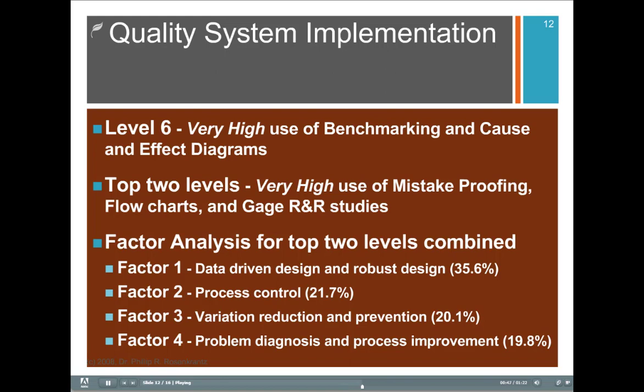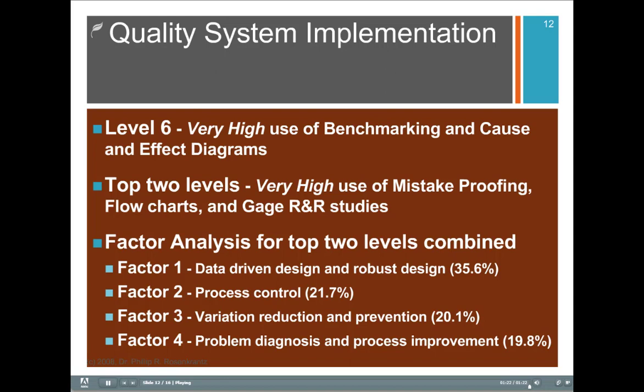Finally, what the factor analysis is saying is that all of these quality tools and methods can kind of be grouped into 4 different areas, at least based on the way that they're using them. And these 4 areas would be for data-driven design and robust design, for process control, for variation reduction and prevention, and for problem diagnosis and process improvement. Now we'll be touching on these areas later on in other modules as we discuss some of the tools in more detail.